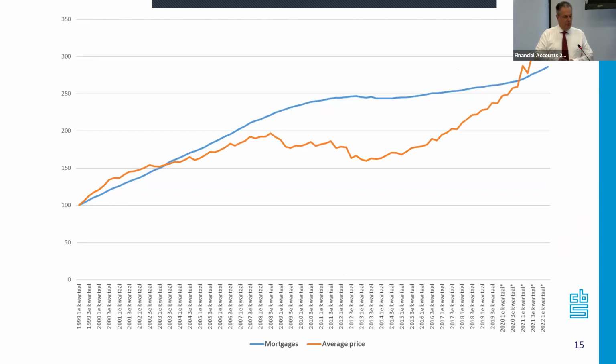And just to give you a slight impression, I made two graphs. The first is the mortgages, the total amount of mortgages held by households in the Netherlands in the time series from 1999. There you can see it almost tripled in that time period. But to put it in perspective, I also put in this graph the development of the average price of houses in the Netherlands. And there you can see, okay, it's not the only explanation why mortgages are so high in the Netherlands, but it certainly puts it into perspective.